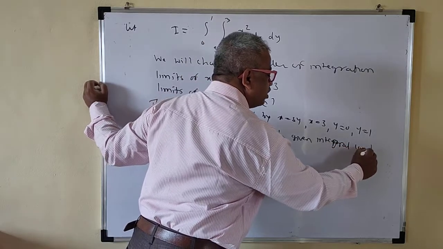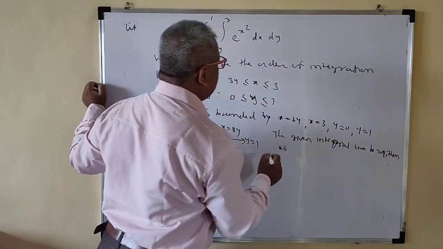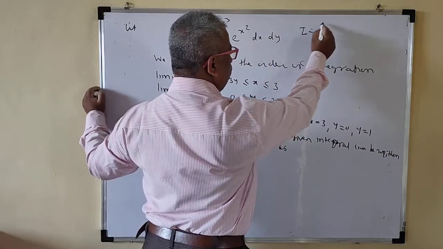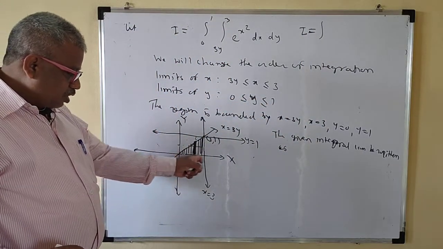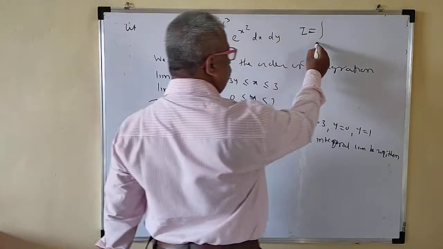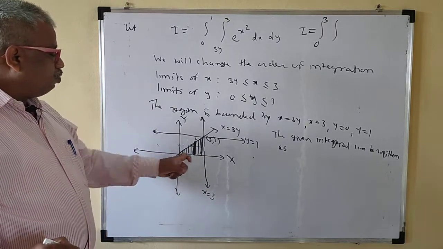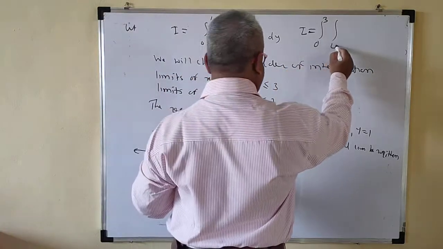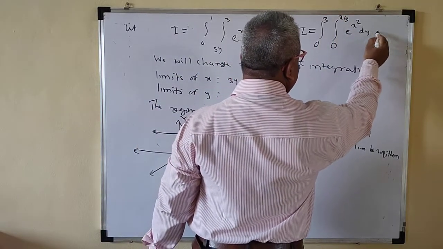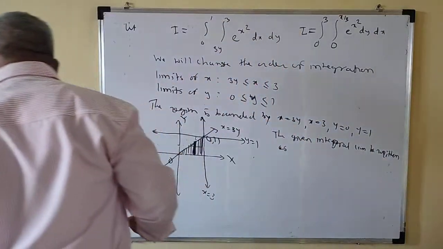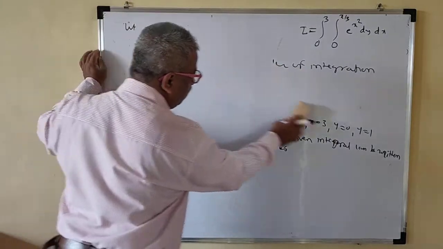The given integral can be written as R is equal to integration. Now your strip is parallel to y axis, so we will write the limit of x. The limit of x is 0 to 3. Then we'll write limits of y: y from the lower curve to y from the upper curve. The lower curve is 0 and the upper curve is x by 3. E raised to x square dy dx. Now we will evaluate this integral and our problem will be over.